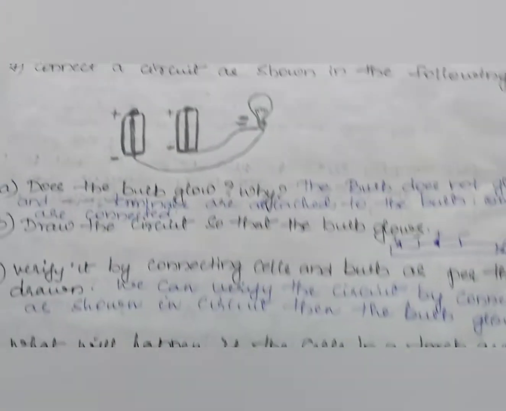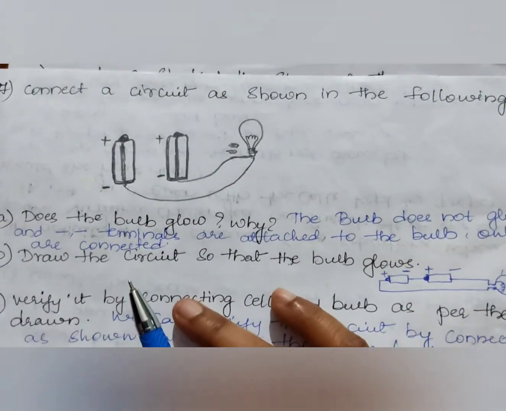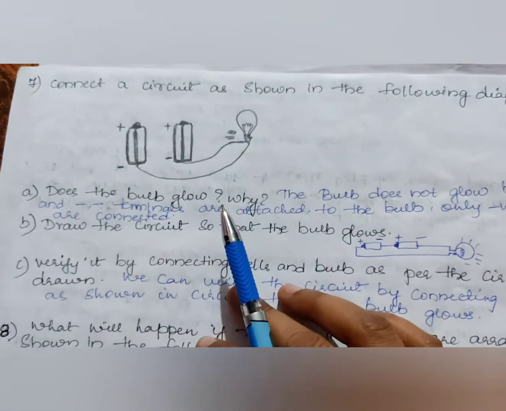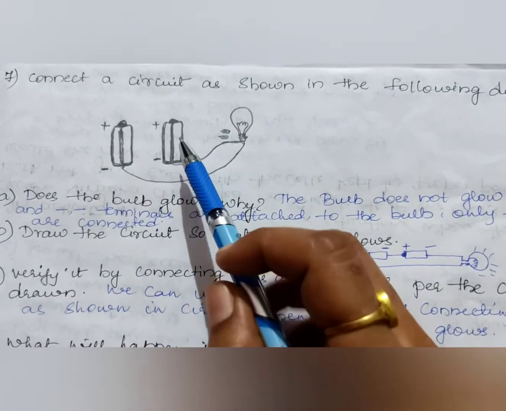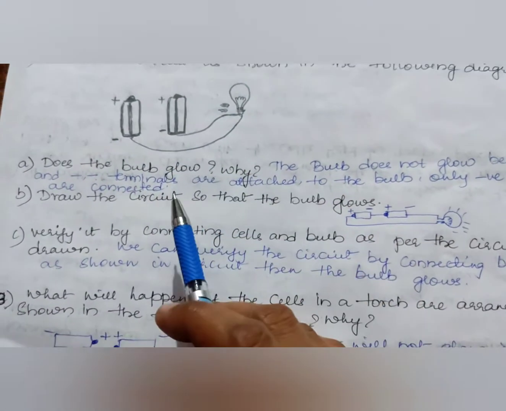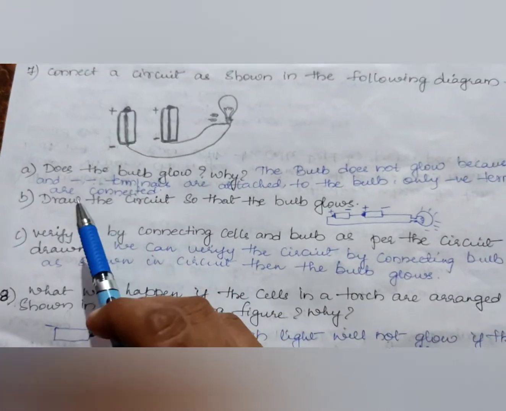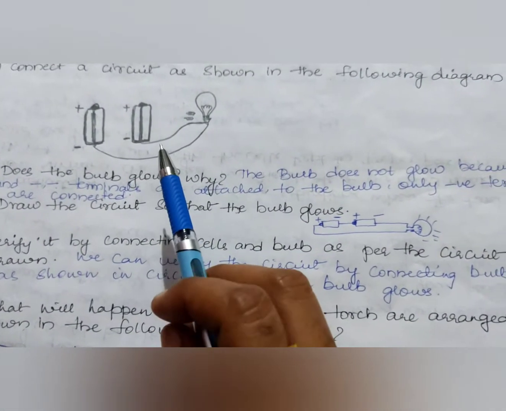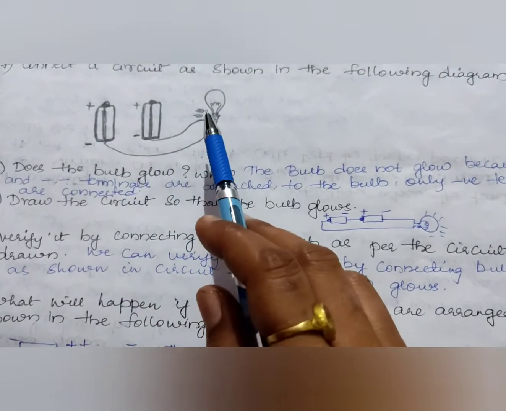Next question. Here, connect a circuit as shown in the following diagram. So here two cells have been connected to the bulb. So we'll see the questions here. Does the bulb glow? Why? So here we'll explain it. The bulb will not glow.